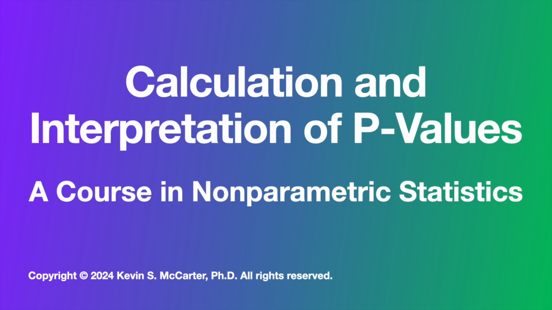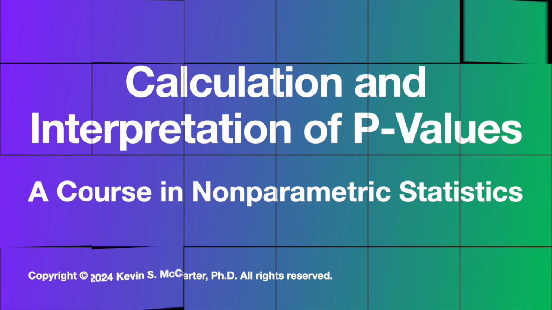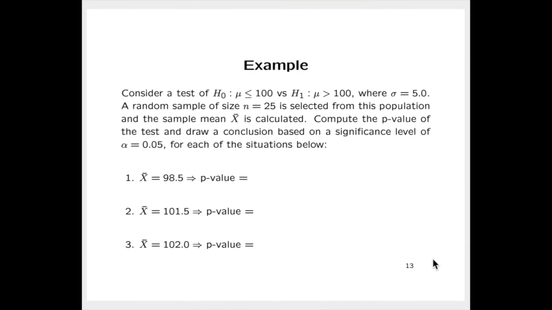Continuing on in the notes, we're going to look at some examples where we get some practice calculating p-values and also interpreting them. In this example, we're going to consider a test of the null hypothesis that mu is less than or equal to 100 against the alternative hypothesis that mu is greater than 100. We're going to assume that the population standard deviation is 5 units. So this is an example of a right-tailed test.